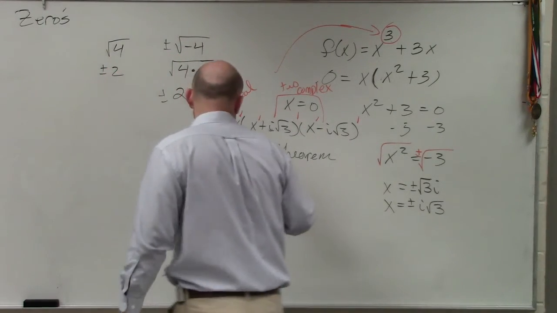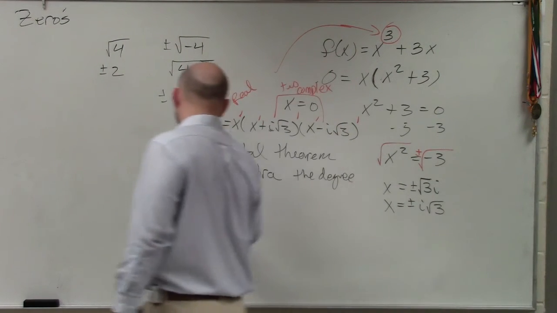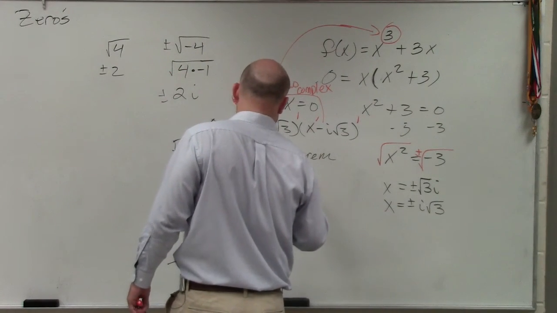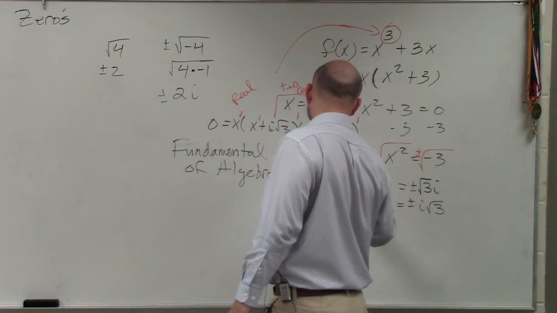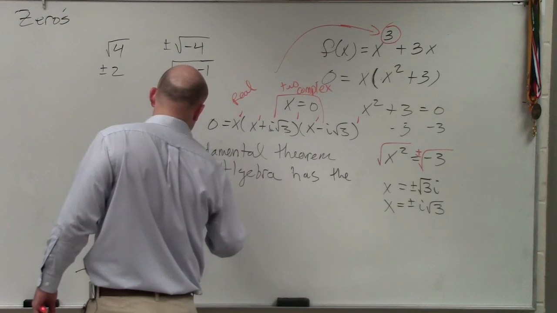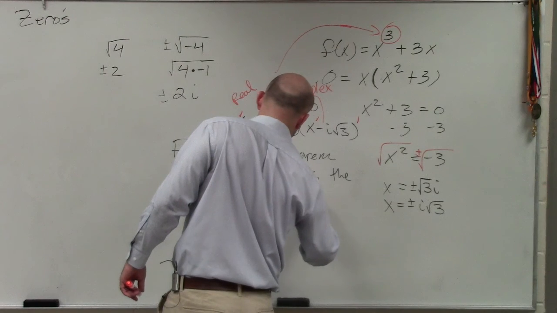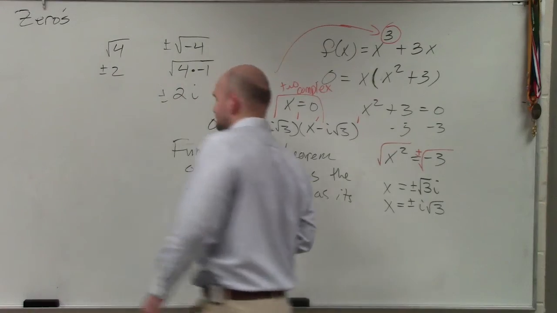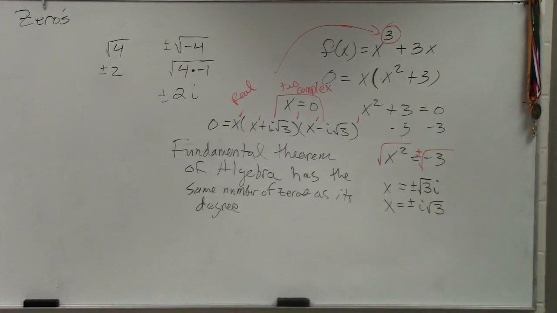So the fundamental theorem of algebra basically states that a function has the same number of zeros or solutions as its degree. That's basically what it says. OK? Does that make sense? Kind of?